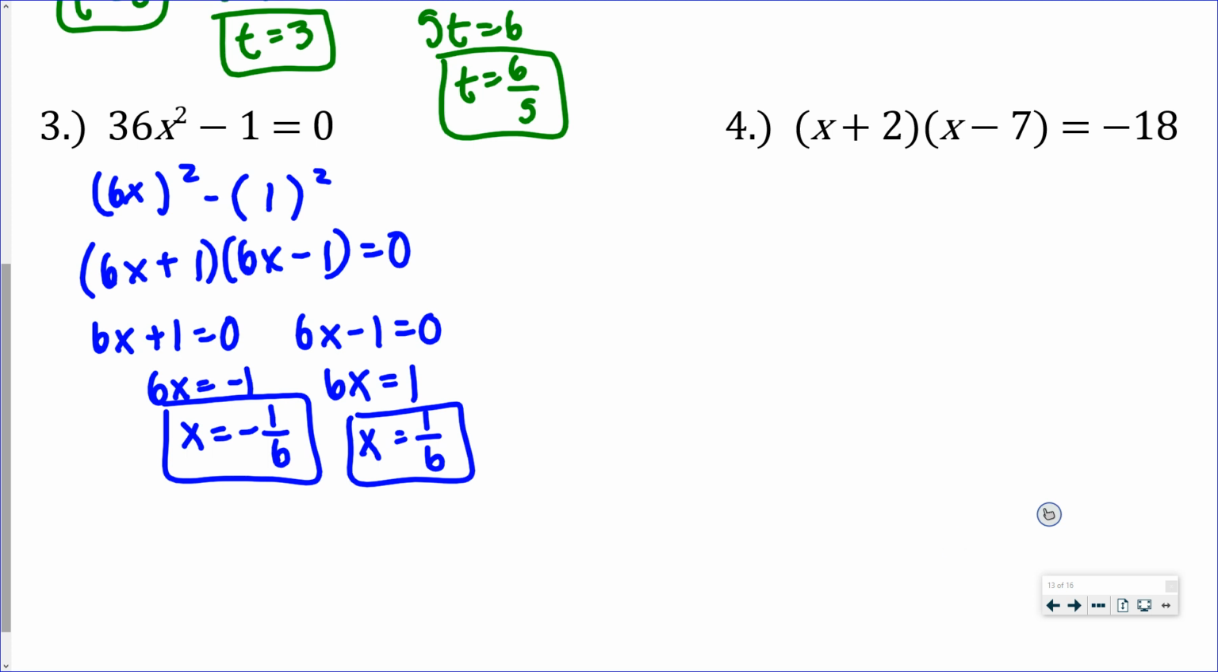So what we're going to have to do, we're going to have to multiply this out, move over the 18, set it equal to 0, and then go back and factor.